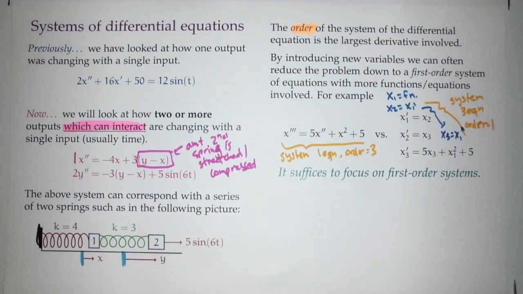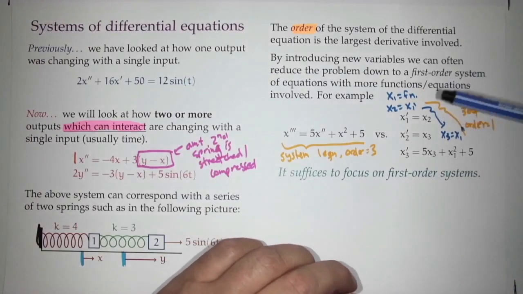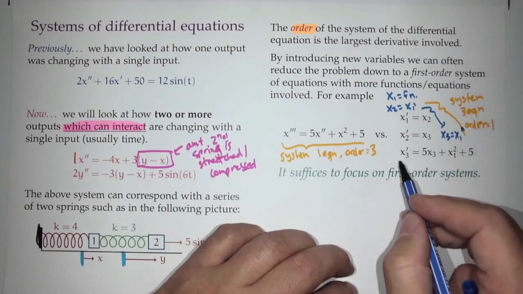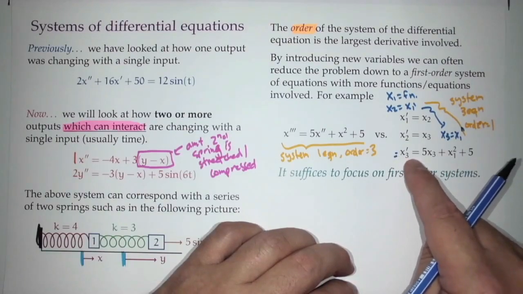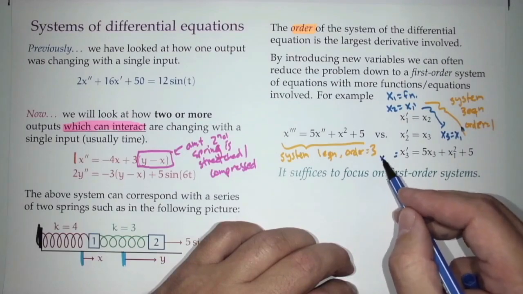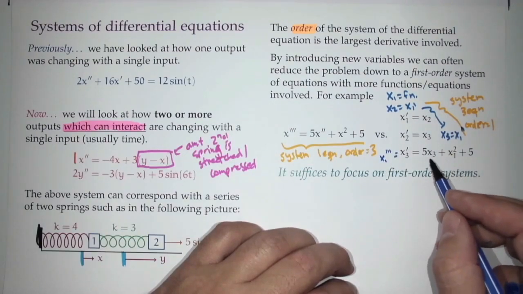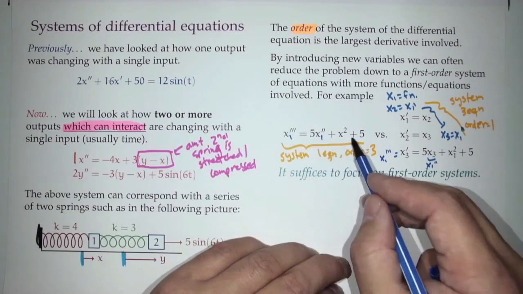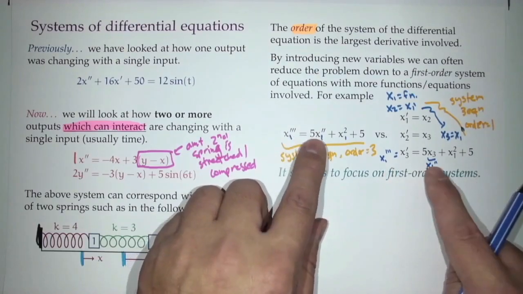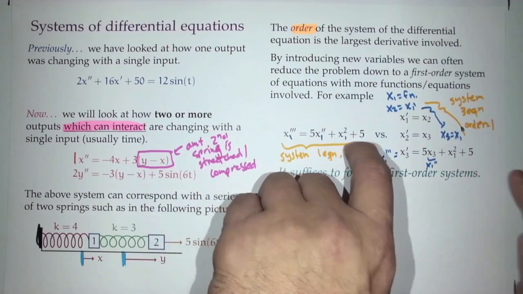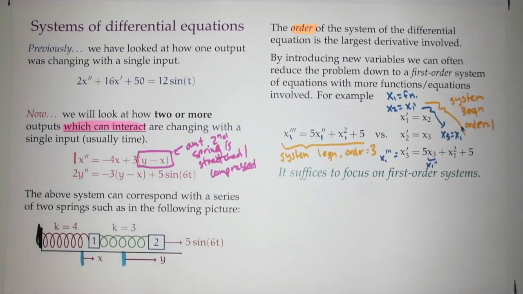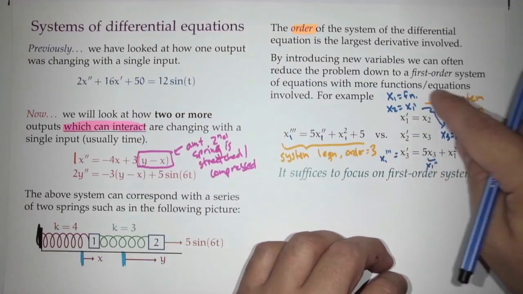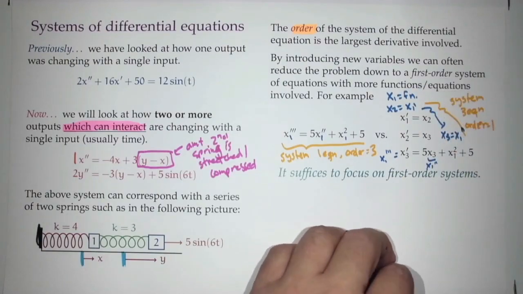x1 double prime. So what we're doing is introducing a collection of new functions, but those functions represent various derivatives. We have the function, its first derivative, and its second derivative. So x3 prime is the same as the third derivative of x1, and x3 was the same as the second derivative. If I put a little 1 here, you see x1 triple prime is 5x1 double prime plus x1 squared plus 5. So you're really solving the same problem. In the system, we're just explicitly saying to make sure you also have the function and its first and second derivatives in the meantime.